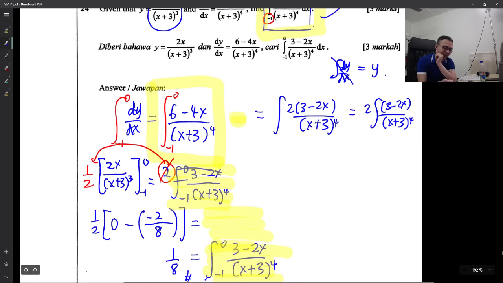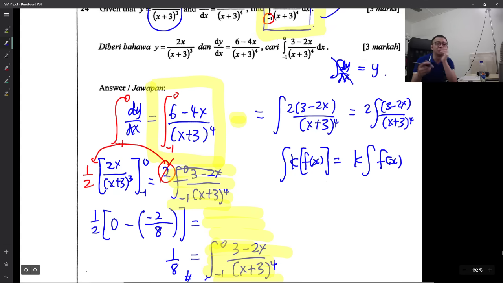Basically I factorize, because for the integration we learned about this, right? If we integrate k times f(x), if k is a constant, we can take out the k, right? This is the rule of integration.